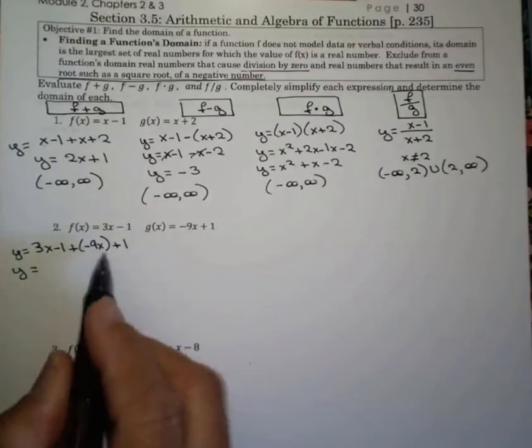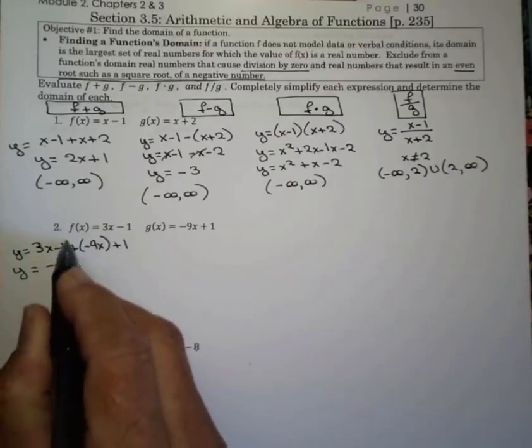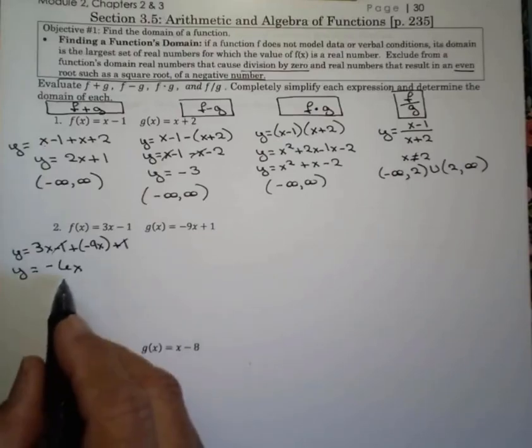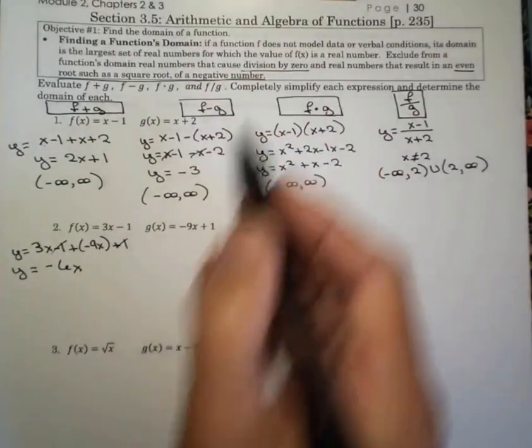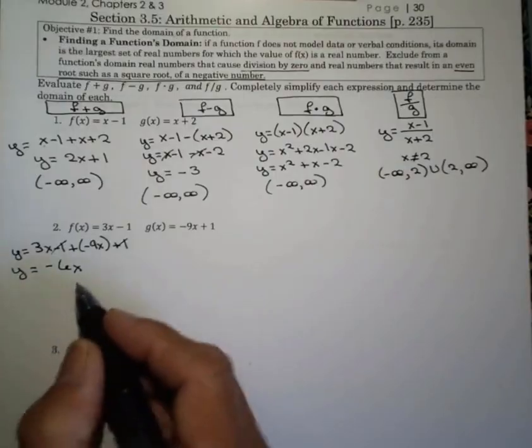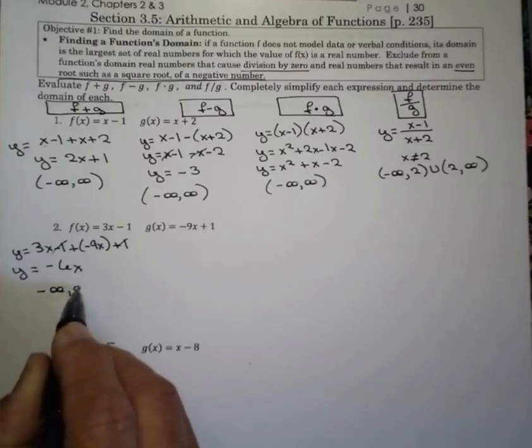I've got 3x minus 9x. I got a negative 6x. And then, of course, -1 plus 1, they just cancel. So what's going to cause me to have any of these problems, division by 0 or an even root of a negative? Nothing. I've got a set of real numbers again.